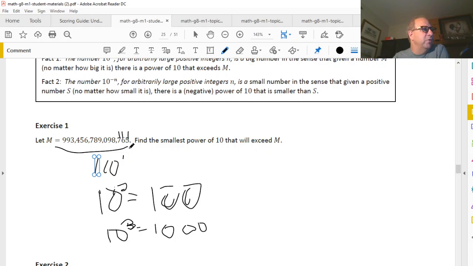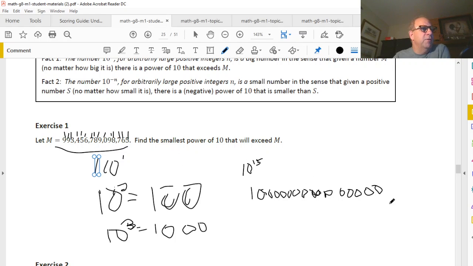That's bigger than 765. So the fourth, the fifth, the sixth, the seventh, the eighth, the ninth, the 10th, the 11th, 12th, 13, 14, 15. So I need 10 to the 15th power, which would be 10 with 15 zeros. 2, 3, 4, 5, 6, 7, 8, 9, 10, 11, 12, 13, 14, 15.